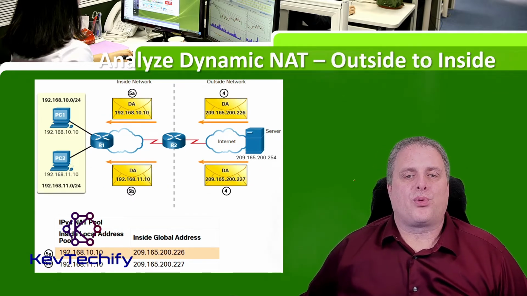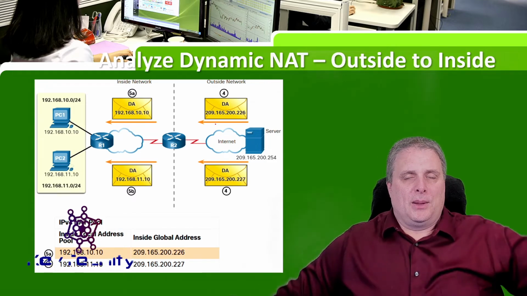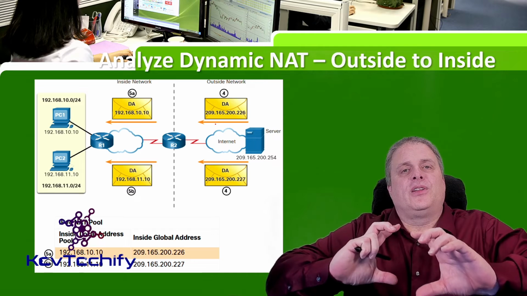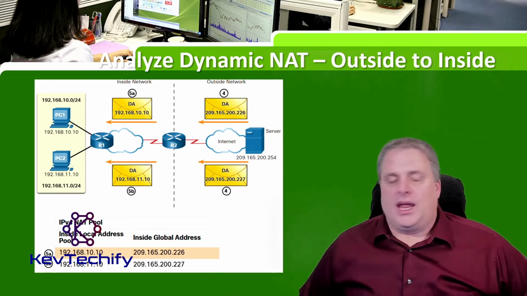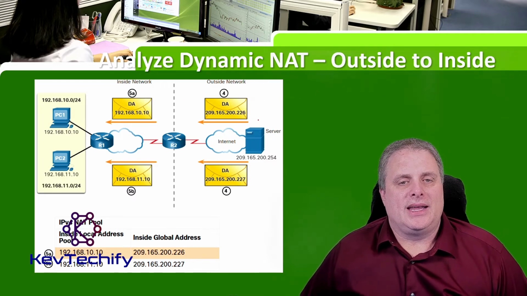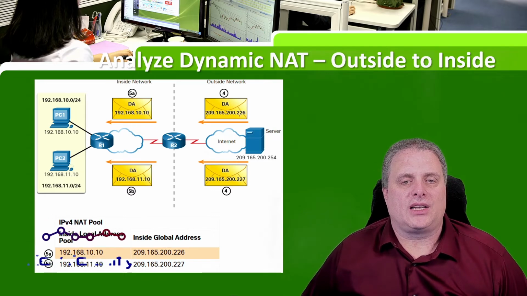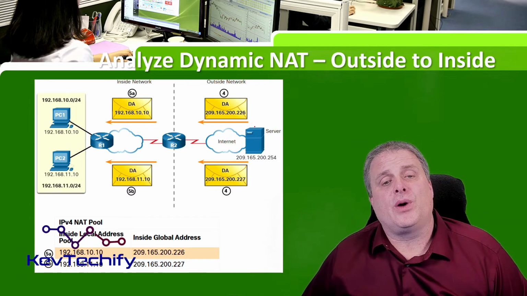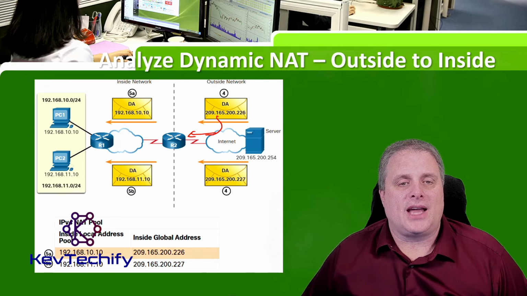Once the web server processes those HTTP requests, they send it back. But when they send it back, they invert the source and destination addresses. So for that first conversation with PC1, the destination address is 209.165.200.226. That's what it received in the request, and that's who it's sending it to. This address is routed to R2 by your ISP.